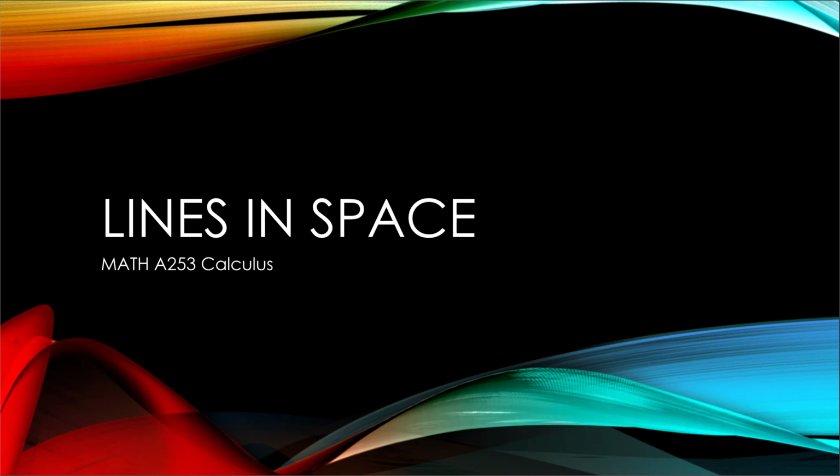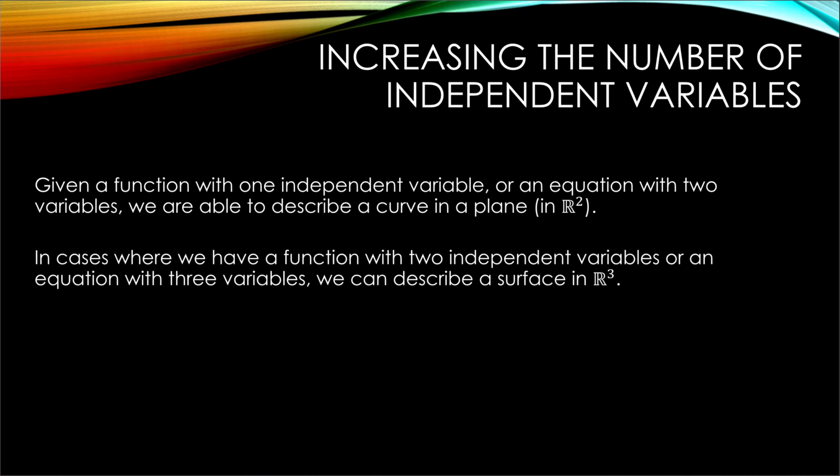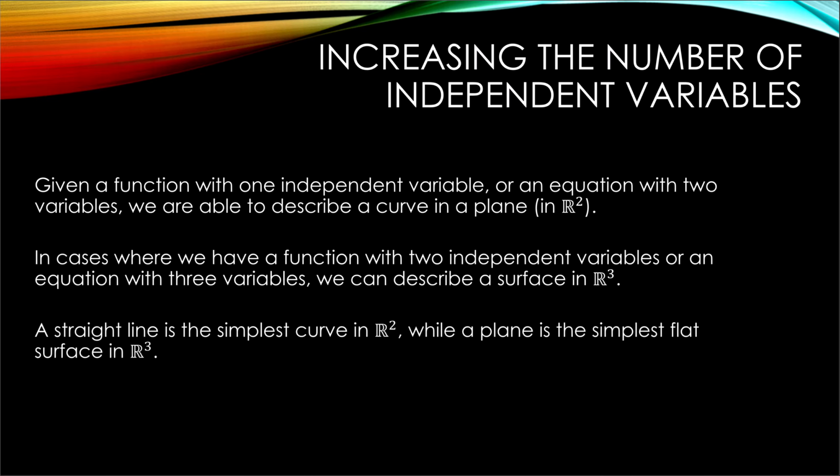Now I want to take a look at how we define and talk about lines in space when we have more than one independent variable. If I have a function of one independent variable, then the points on a line are defined as ordered pairs, and I have two variables, one of which is dependent and one of which is independent. In cases where I have more than one independent variable, so in R3 space, I have two independent variables and a dependent variable, I tend to use 3 points to describe a surface. But that doesn't mean that I can't work with lines in R3.